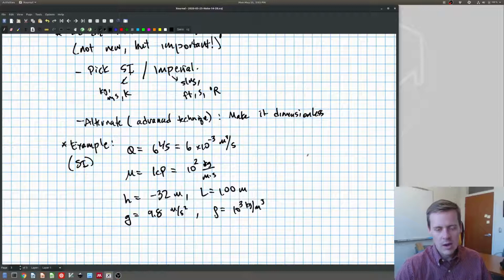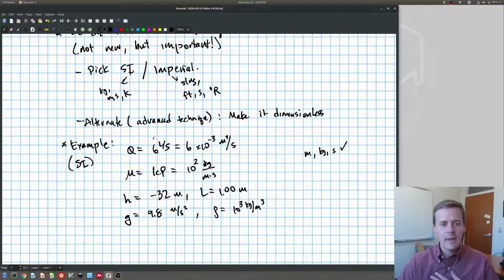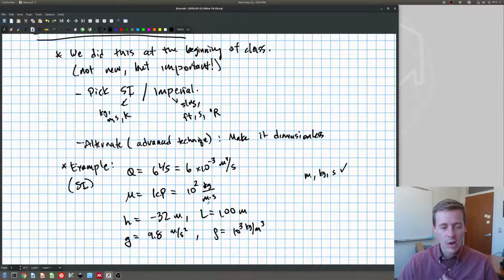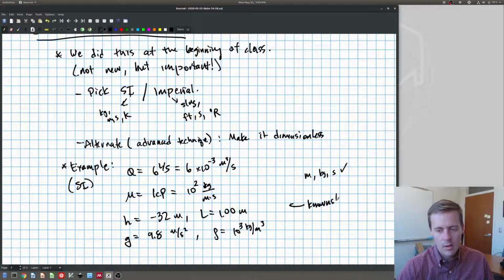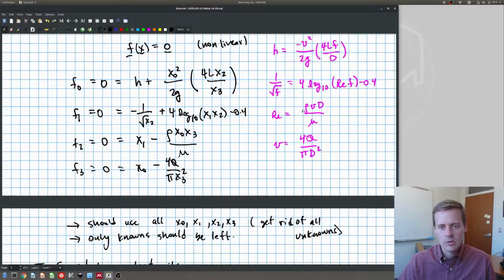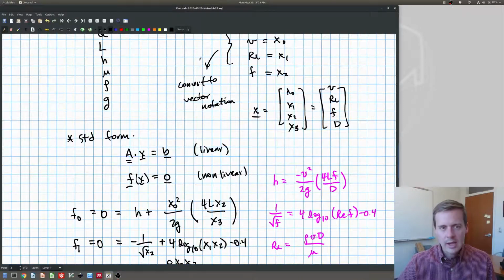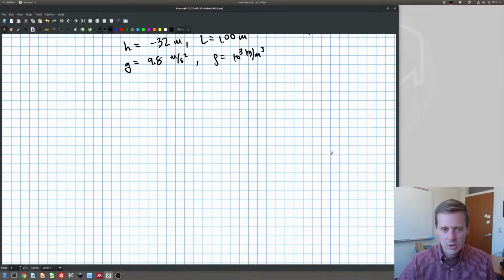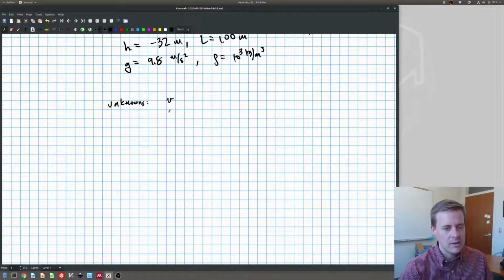Okay, so notice all I have here are meters, kilograms, and seconds. That's all I have. And notice now that I've identified my unknowns and knowns, I only need to convert the knowns, right? So these are the knowns. And now I can anticipate what unit the unknowns are going to be in. So if I look, I can guess what the unknowns' units are going to be. What were my unknowns? I haven't calculated them yet, but I had velocity, Reynolds number, friction factor, and diameter. Velocity I know is going to come out in meters per second. Reynolds number I said was unitless. Friction factor is also unitless. And the diameter is going to come out in meters.